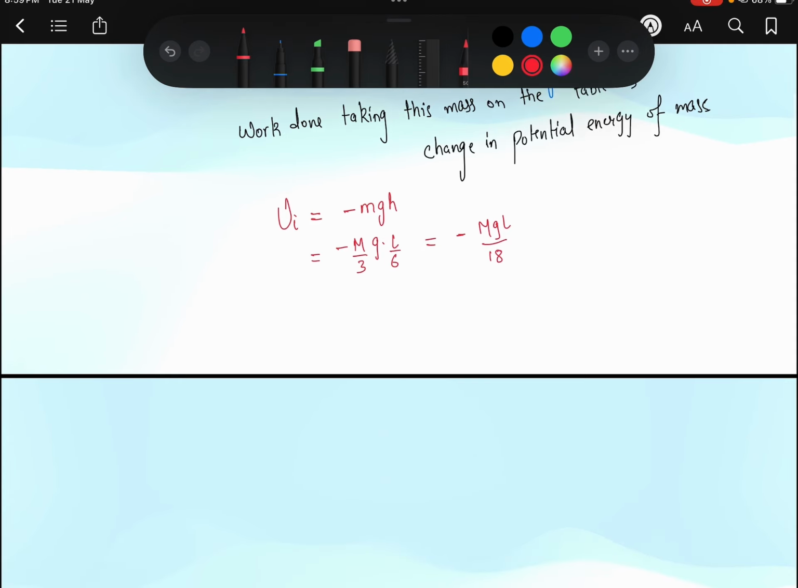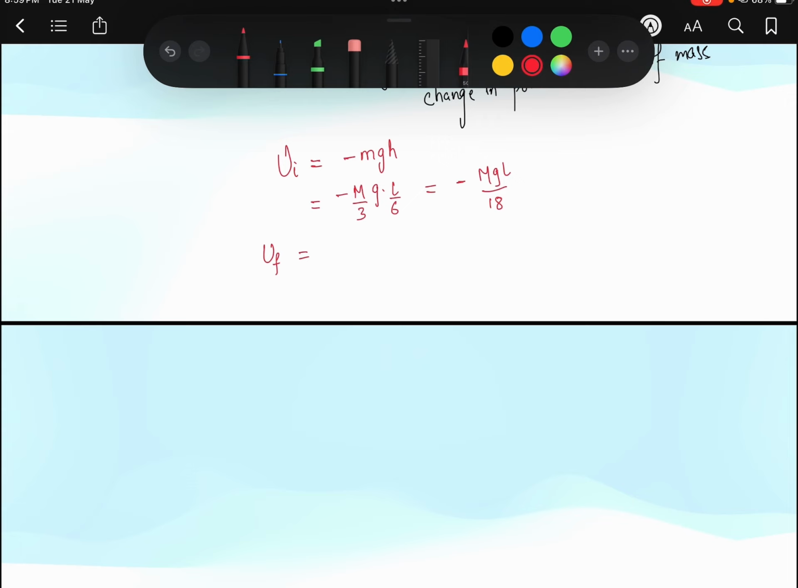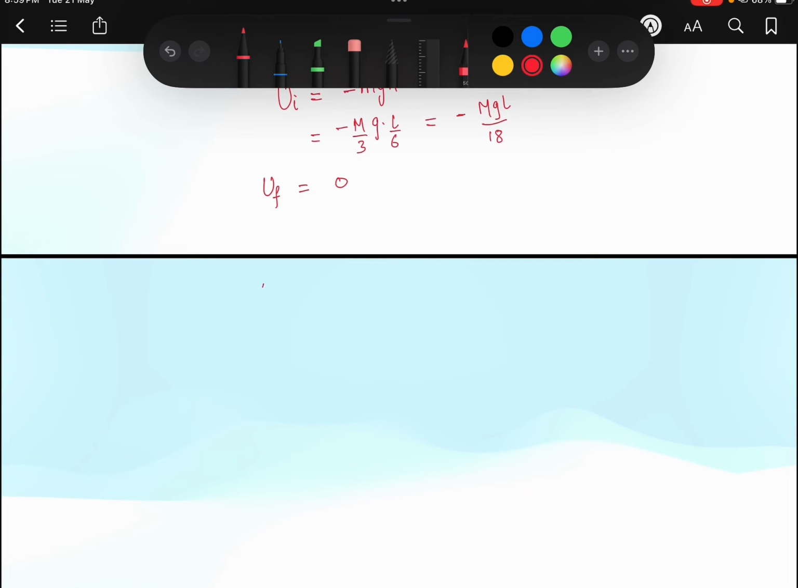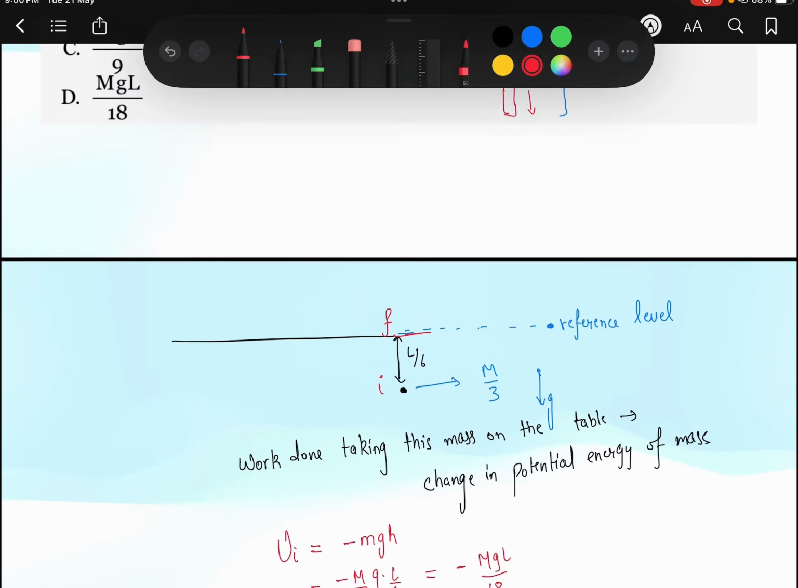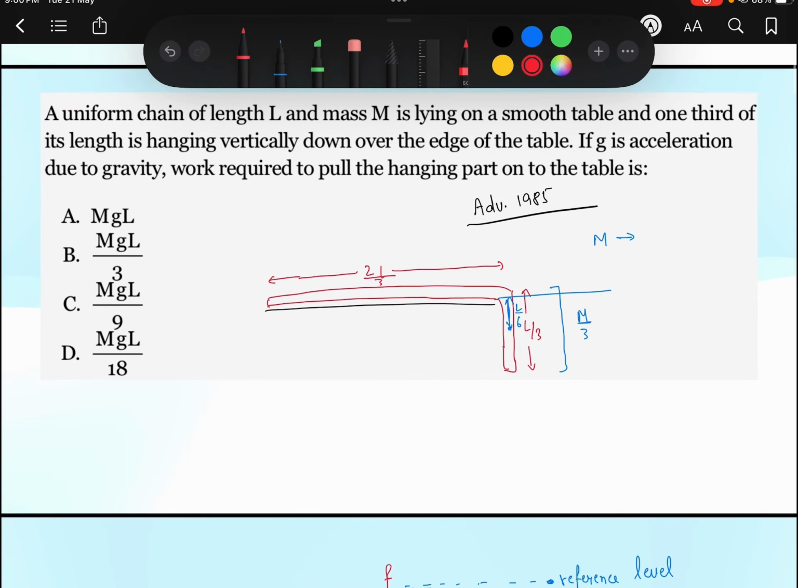Okay, now since the final potential energy will be at the reference point, that we are taking 0, so the final potential energy will be equal to 0. Similarly, we can write the change in potential energy is equal to U final minus U initial, that is equal to 0 minus negative of mgL by 18. Okay, so that is equal to mgL by 18. So here the work done will be equal to the change in potential energy, that is equal to mgL by 18. So this is our answer. Let me check the option here. Here mgL by 18, that option D is correct.